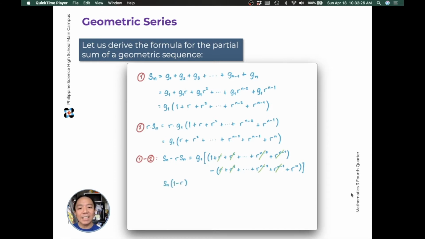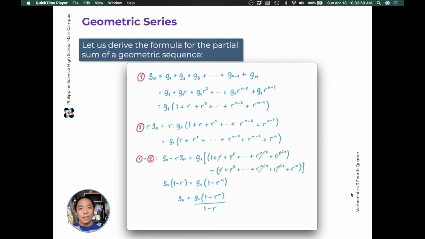And on the right-hand side, we'll just have g sub 1 multiplied to yung matitira dun sa mga subtractions, which is just 1 minus r raised to n. And again, we're looking for a formula for the sum. So we just divide both sides by 1 minus r, and we'll get s sub n is equal to g sub 1 times 1 minus r raised to n divided by 1 minus r.